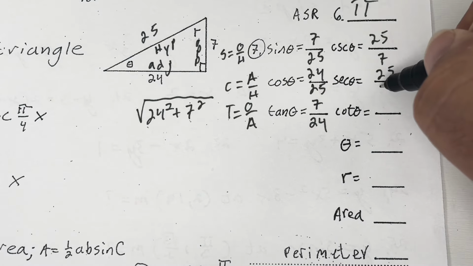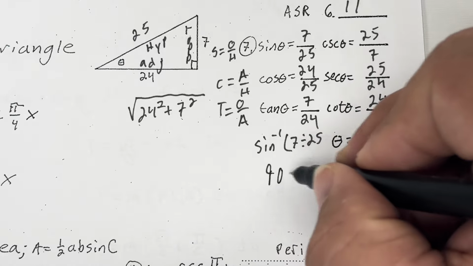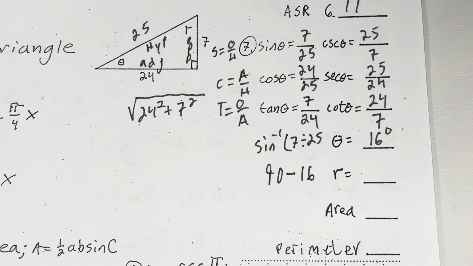To find theta, we're going to have to do the shift sine. So we're going to do arc sine of 7 divided by 25. And remember, we have to be in degree mode. So shift mode 3 will put us in degree mode. Shift sine of 7 divided by 25. We'll round to the nearest degree, which is 16 degrees. To find gamma, we're going to do 90 minus that angle, so 90 minus 16 to find gamma.